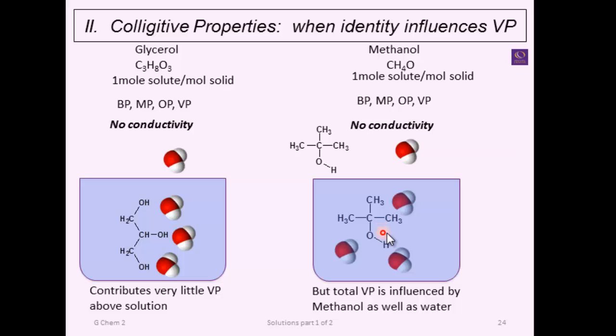And if you don't want to influence the vapor pressure with the solute itself, then choose a solute that has a low vapor pressure. An example of that, it's easy to find by checking the boiling point. Just for this example, the boiling point of glycerol is 290 C, whereas the boiling point of methanol is below water.